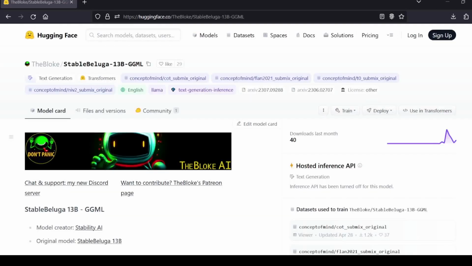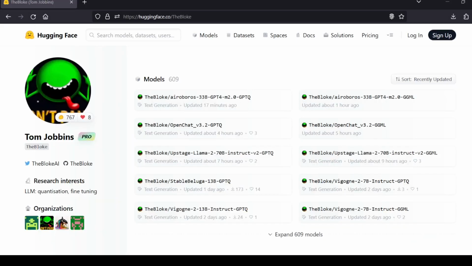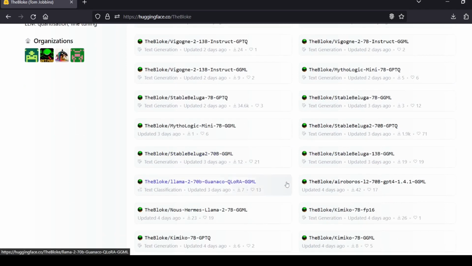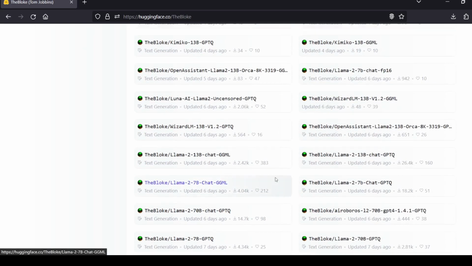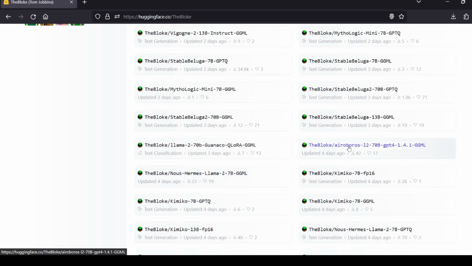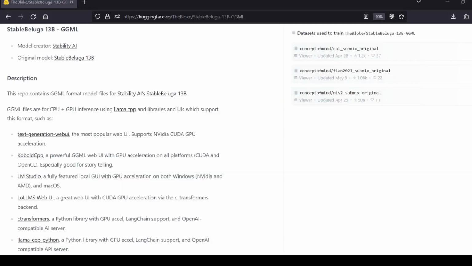Before we dive into the benchmark, let's talk about the specific version of the Stable Beluga model we'll be testing today. We will be using the 13B GGML version, which can be found on the Bloke's Hugging Face models page. The Bloke is a reputable source in the local llama community and has contributed significantly to the field. He has been instrumental in pushing out hundreds of different types of quantized models that can be downloaded and used by the community.